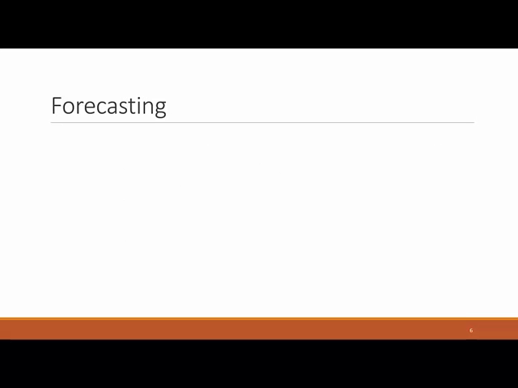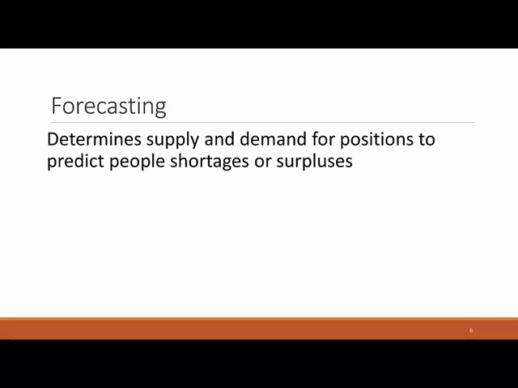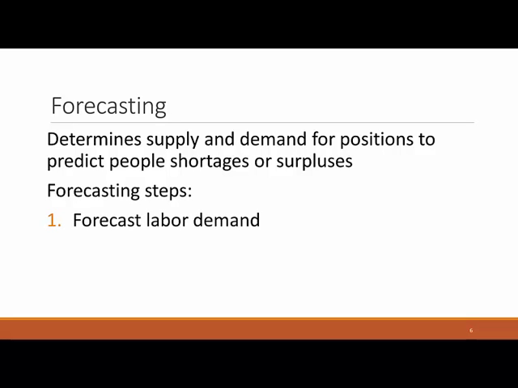So how do you forecast? How do you forecast how many people that you need? Well, again, determine supply and demand for positions. Once you determine that supply and demand, you can predict how many people you need, what skills they need in what areas, or if you have an overage. If you have an overage, do they have the right KSAs to go to the other areas where you have a shortage? So what are those steps?